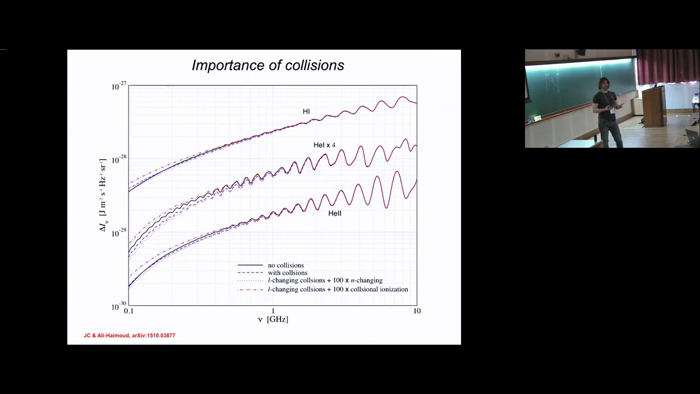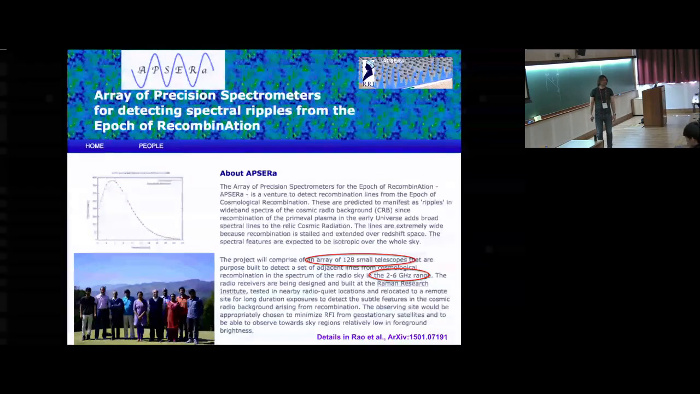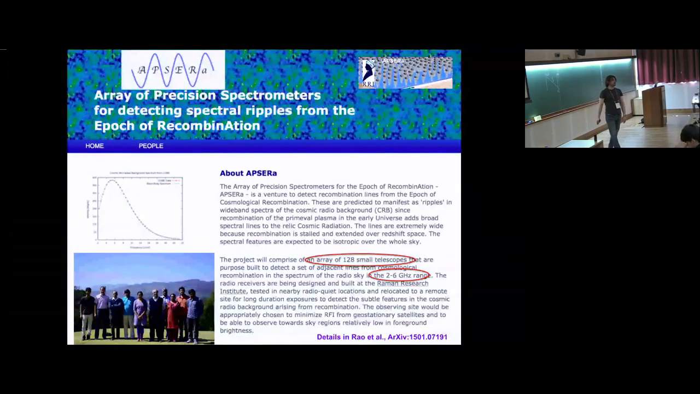Now, in terms of relative sensitivity, at these frequencies the spectral distortion from recombination is at the level of 10 to the minus 6, 10 to the minus 7 relative to the CMB. But of course, there are many things which are way above the CMB at those frequencies as well. But there are some ideas, as I said, to measure specifically in the 2 to 6 gigahertz regime, and potentially see those ripples. It's very challenging, obviously, and it won't be done immediately, tomorrow. But it's not impossible, at least according to estimates that we did with Mayuri Rao and Ravi Subramanian at the Raman Research Institute.